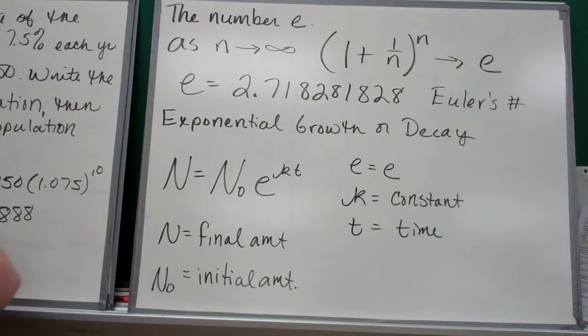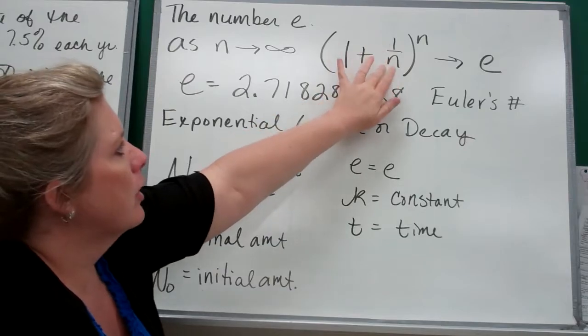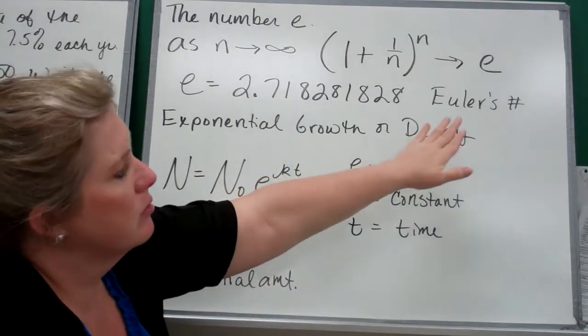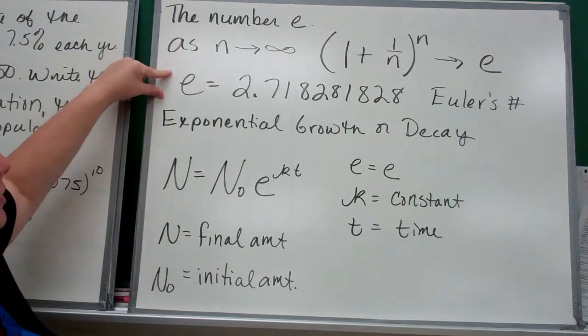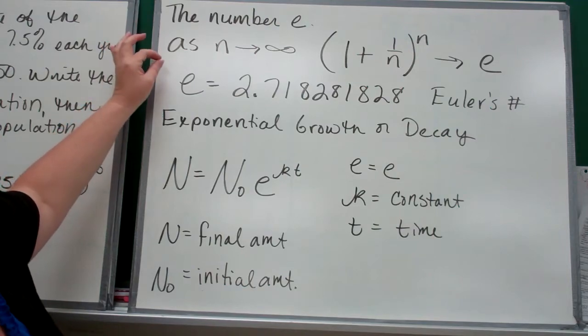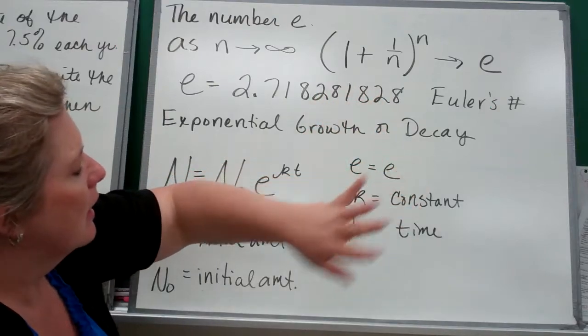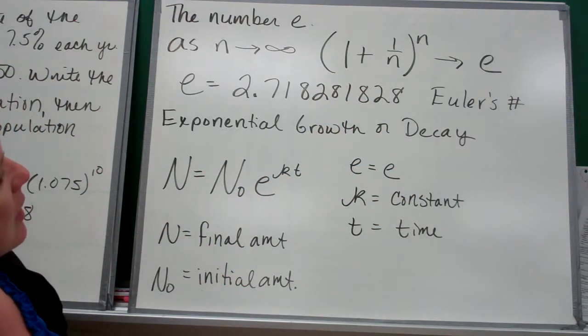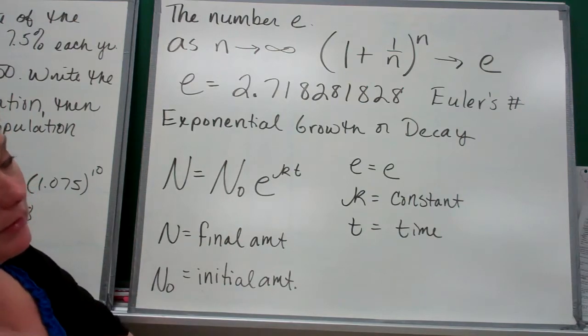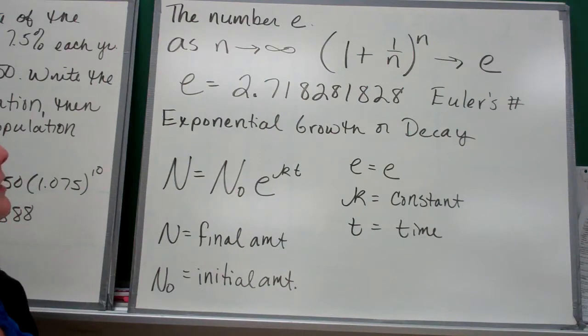Okay. Now let's talk about e. The number e is defined by, as n approaches infinity, (1 plus 1 over n) to the nth power approaches e. e is a special number. It is non-repeating, non-terminating. It's another irrational number, 2.71828, and it will continue on in that fashion. Euler is the one that came up with it, which is why it's called e. It's considered Euler's number. Just some interesting facts.